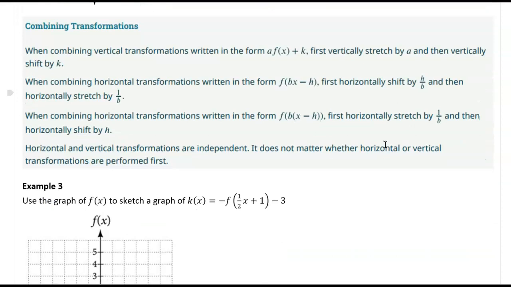Here are also some notes on combining all the different transformations. If you have an a on the outside and then plus a k, first stretch, then shift. My personal preference is to actually write this form right here to know my stretch and my shift. Otherwise, it gets a little bit sticky right here. It doesn't matter which order you do them in first, whether you do horizontal or vertical.